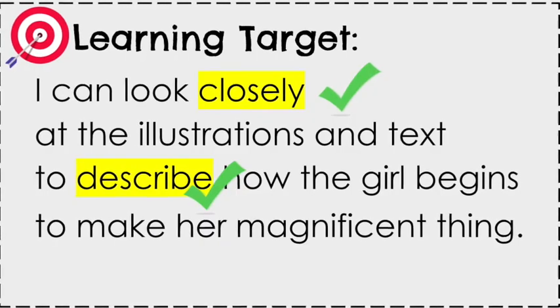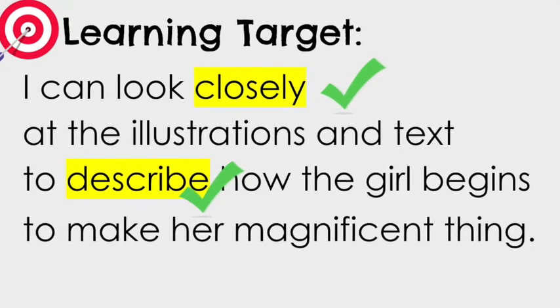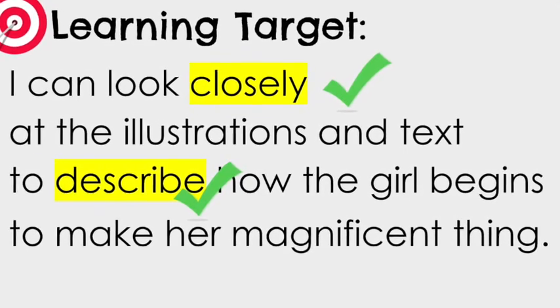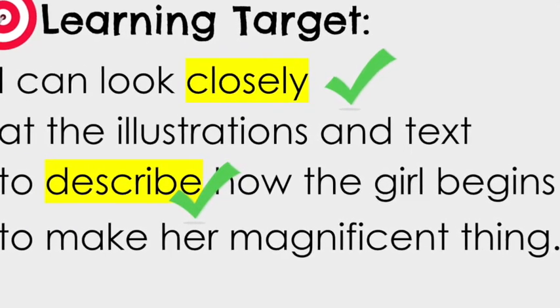That's right. The little girl was able to begin making her magnificent thing because first she decided what to do and she did it. She showed initiative. Then she hired her silly little dog to be her assistant and she showed collaboration. You did a wonderful job tackling your learning target today. You did a close read and you really thought about the details in our text.